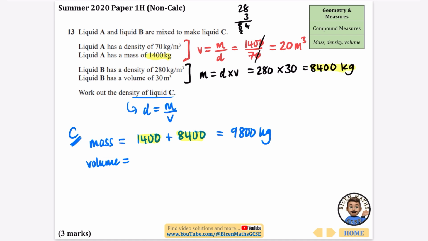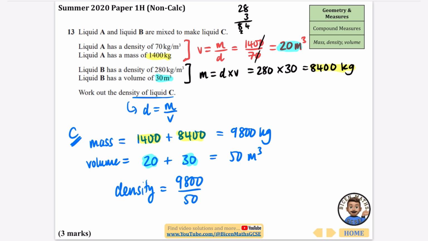Now we're going to work out the volume of C. So that's going to be the volume of A, which is 20, and the volume of B, which is 30. So you can see I got the 20 from here, and then I got the 30 from here. And so that is 50 meters cubed, which means my density is going to be equal to the mass, which is 9,800, divided by the volume, which is 50.